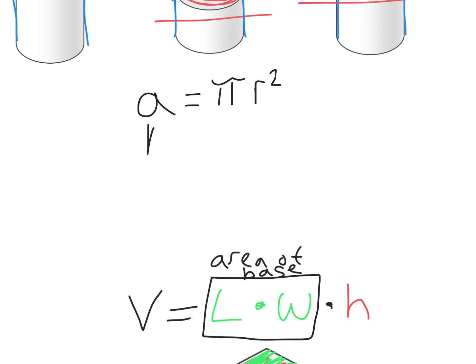And I'll label these, and again, I hope this is some review for you. So area is equal to pi times the radius squared.